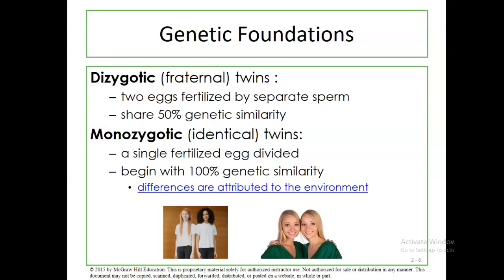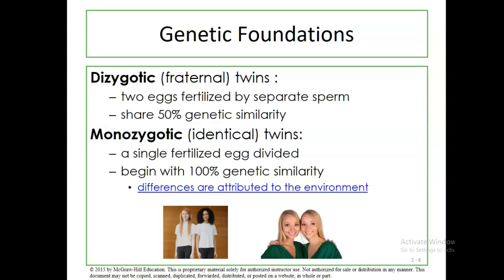So dizygotic twins are also referred to as fraternal twins. These are twins that share 50% genetic similarity because they are produced by two separate eggs being fertilized by two separate sperm. So they share 50% genetic similarity, much like any other pair of siblings. Actually, when I say any other pair of siblings, I mean siblings that share the same father and the same mother. If two siblings, such as half-siblings, a half-brother or a half-sister, only share one parent, then they only share about 25% genetic similarity.